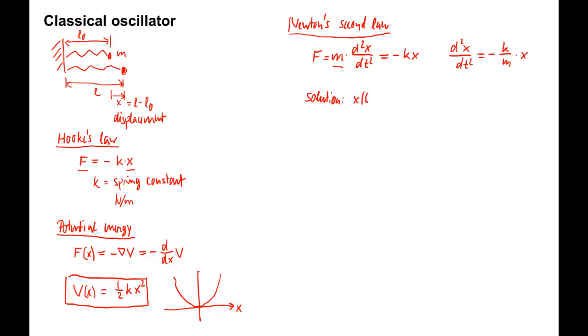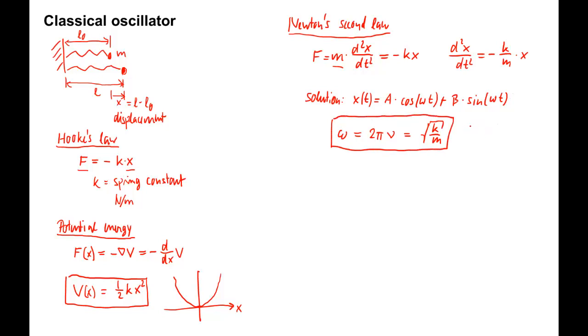X of t equals A times the cosine of omega t plus B times the sine of omega t. Omega is the angular oscillator frequency. So omega equals 2 pi times nu, where nu is the linear frequency, equals the square root of k over m. This is an important equation. This oscillator frequency will also occur in the quantum case.